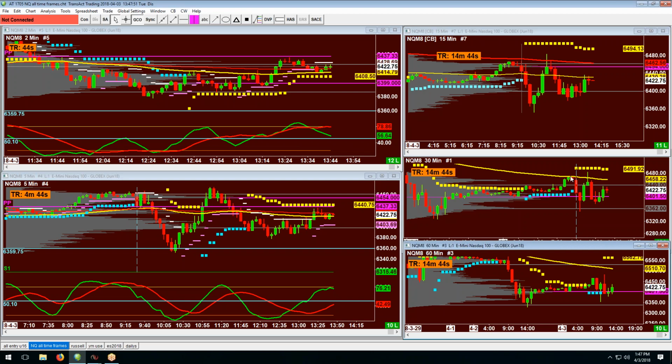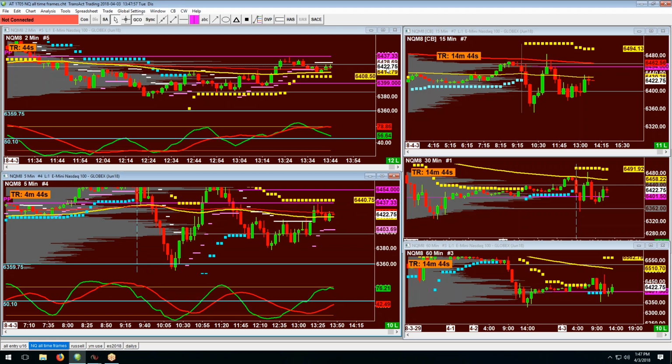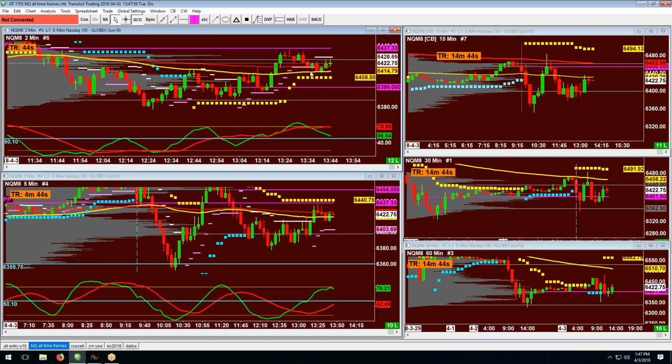Here on the 30-minute, that's the 90 EMA. So anytime you see on any of your time frame or tick frame charts that the 90 or 200 is really close by, just have a heads up that price might struggle there a little bit.